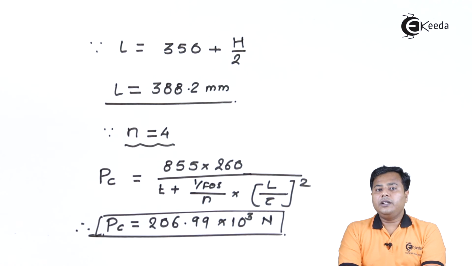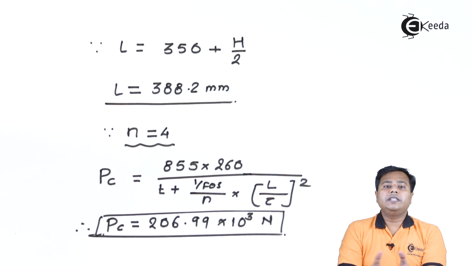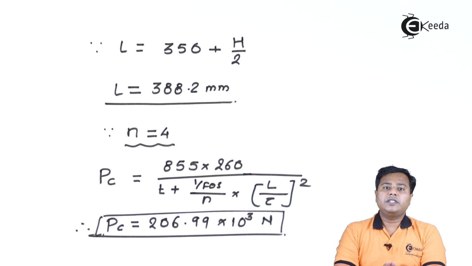So this was the end of part 2, where we have concluded with the design of the screw. In the next part we will be designing the horizontal section of the screw press, which is a very important part.